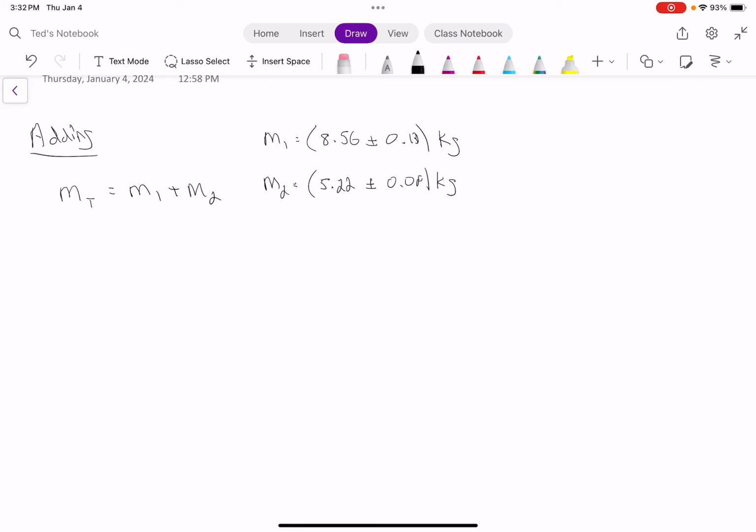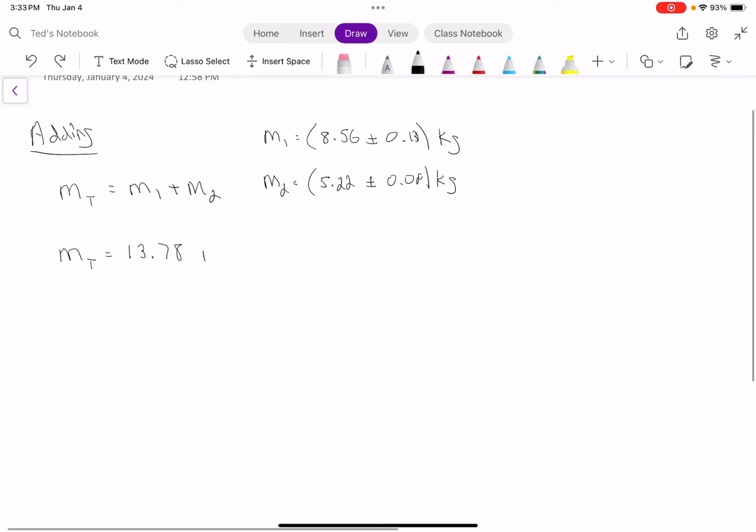Now, if we just add them together normally, ignoring the uncertainties, we get what we can consider the value of our answer. So that's just 8.56 plus 5.22. And this is going to hold true for all of our calculations. If we just want to know what the answer is, we do the math just using the values of the numbers that we're putting in. But we'd also like to know what the uncertainty is in our answer.